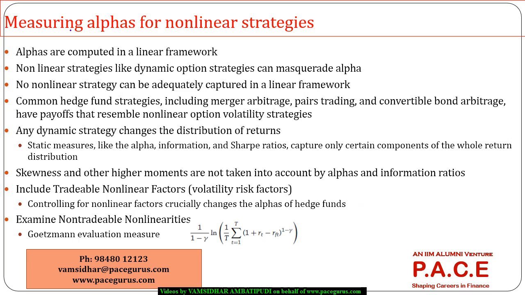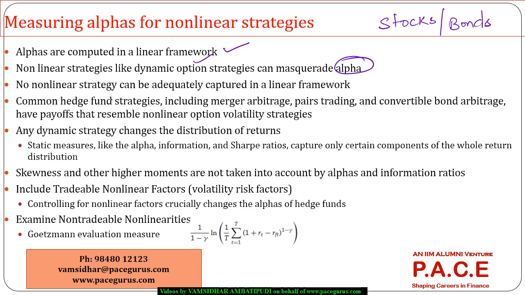Now coming to nonlinear strategies. Majority of the alphas that we have computed till now are in a linear framework, where we talked about typically stocks and bonds, where the change in the prices is more and more linear. But if I am working with dynamic option strategies, which are non-linear, the alpha could become more and more misleading. I cannot capture any kind of non-linear trading strategy to really compute the alpha in the same manner.